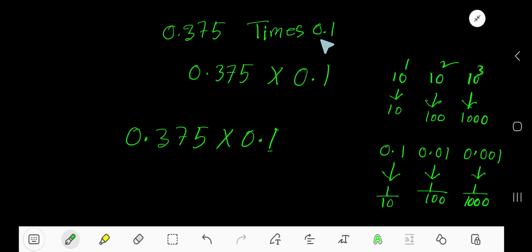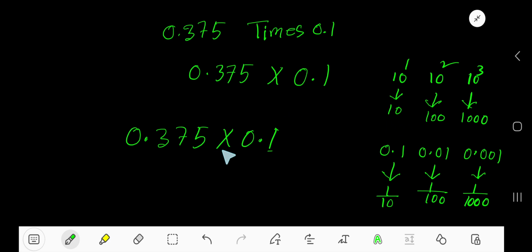0.375 times 0.1. 0.1 is a power of 10 which is less than 1. 0.1, 0.01, 0.001, these numbers are powers of 10 but less than 1. 10, 100, 1000, these are also powers of 10 but greater than 1.